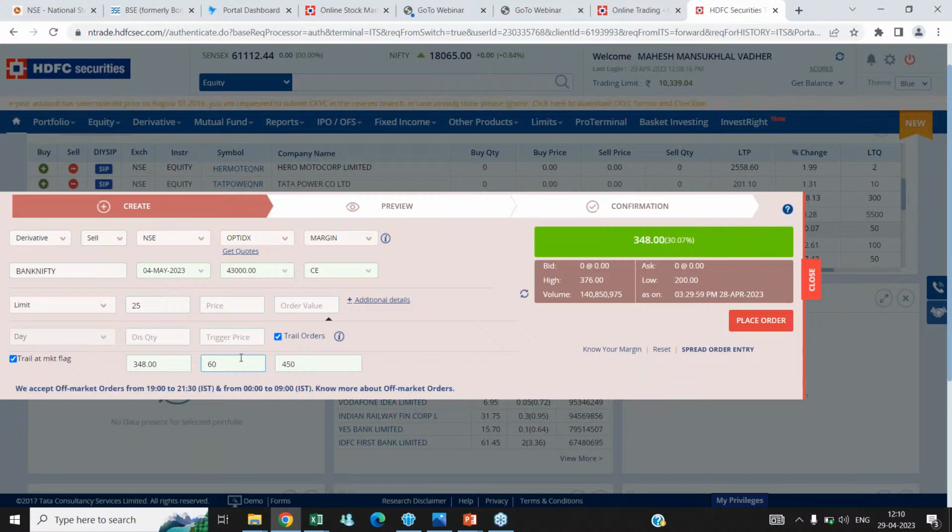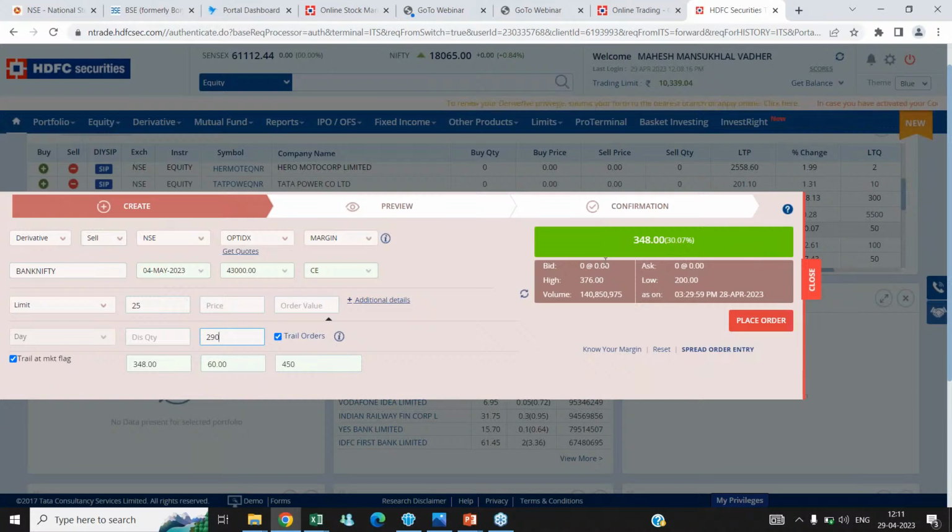at the current market price. Once you set the trail amount at 60 rupees, your first trigger price will automatically come at 288, that is 348 minus 60 is 288. What this means is, suppose it reaches from 348 to 350 rupees. After 350 rupees, the difference of 60 rupees would be your new stop loss. So if this option reaches 350, then 350 minus 60, your new stop loss would be 290 rupees. So your stop loss would be trailed at every higher price from 348.